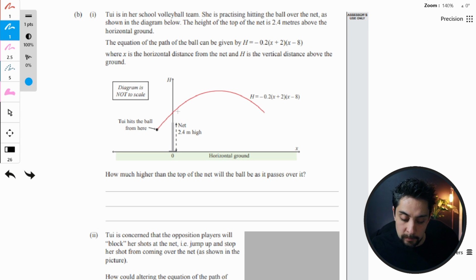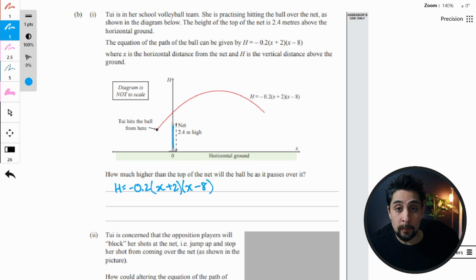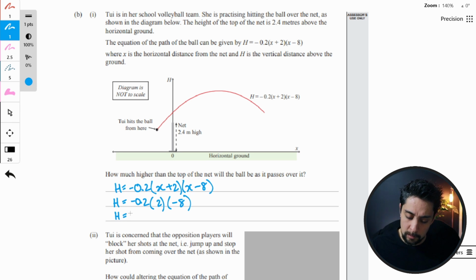So all we need to do is take our equation, which is h equals, okay, so the net is at x equals 0. So all we need to do is put in 0 where these x's are. We end up with h equals the negative 0.2, that doesn't change. 0 plus 2 is 2, and 0 minus 8 is negative 8. Now we multiply these together because brackets in between brackets are multiplication symbols. So we have two negatives here, so our final number will be positive. 2 times 8 is 16, and then times that by 0.2 is 3.2, I think. h equals 3.2.